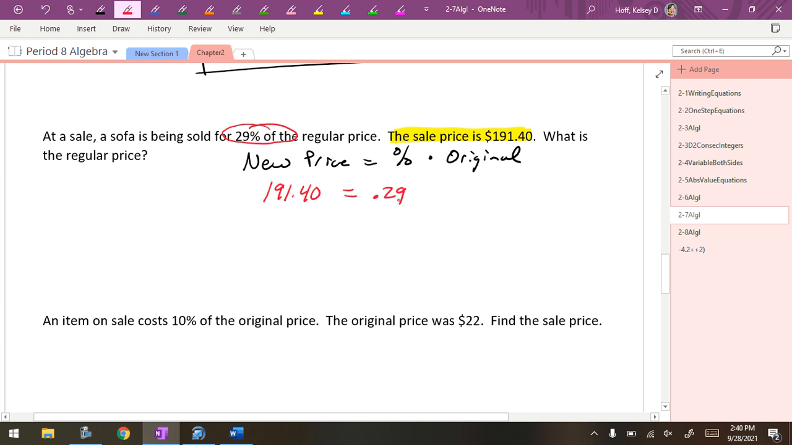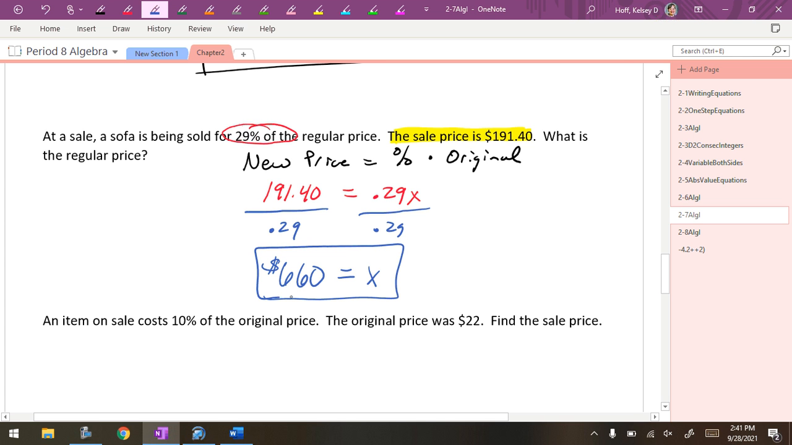Do we know the original price? So we would call that X. How do I find my original price? Divide by 0.29. You get 660. Whole number? You didn't even have to round that? Nice. An easy way to double check: take 660 times 0.29.